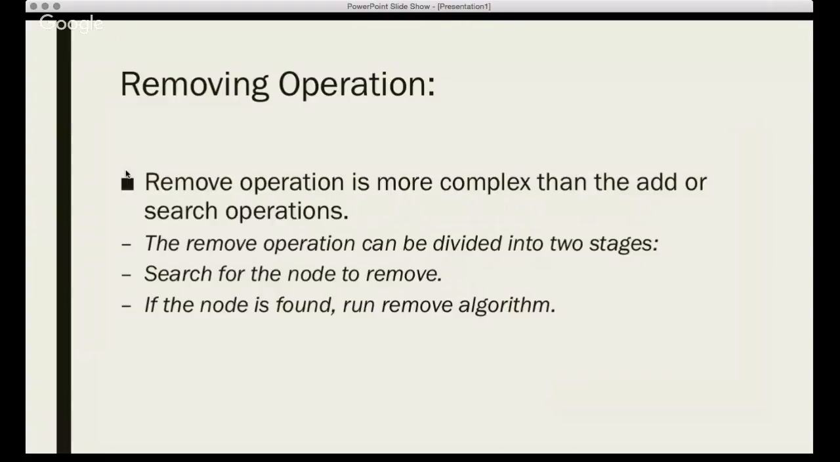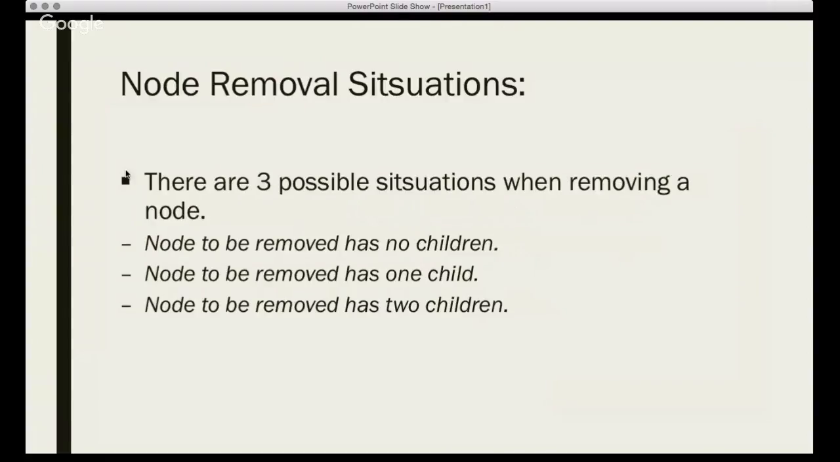The remove operation is one part of the total algorithm. It is more complex than the add or search operations, and it can be divided into two stages. The first is to search for the node you're going to remove, and then, if the node is found, you run the remove algorithm. So we're going to walk through the removal of a node from a binary search tree.